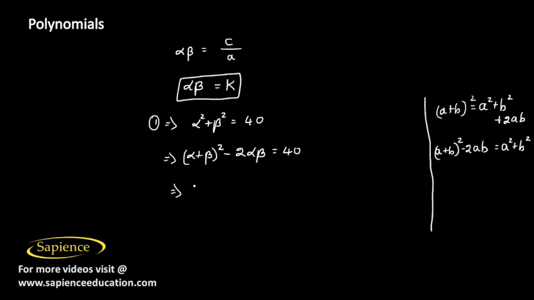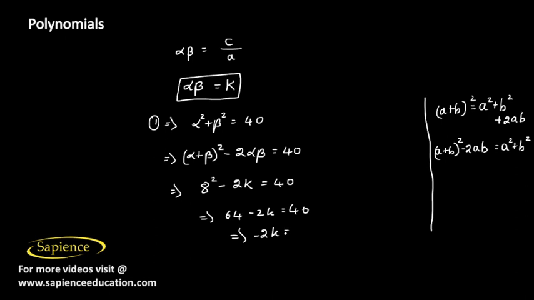Now substituting the values of alpha plus beta and alpha beta. Alpha plus beta is 8. So 8 square minus 2k equals 40. That gives 64 minus 2k equals 40.